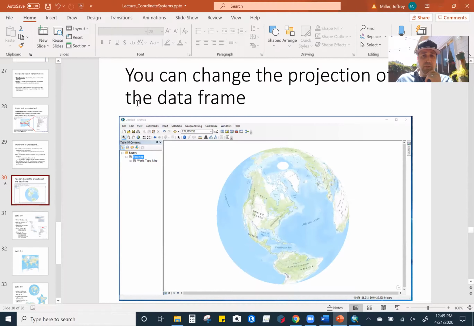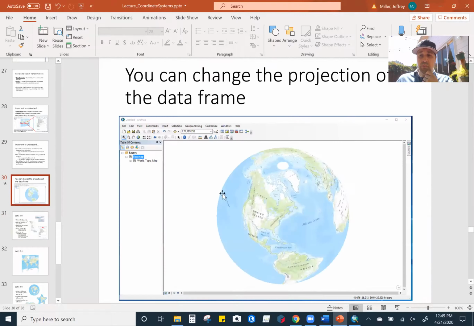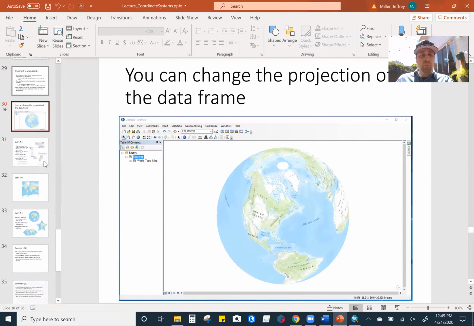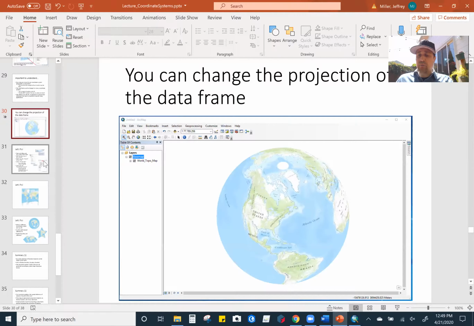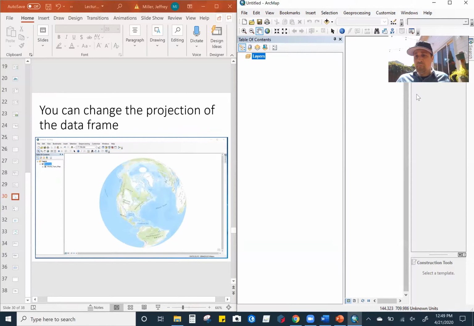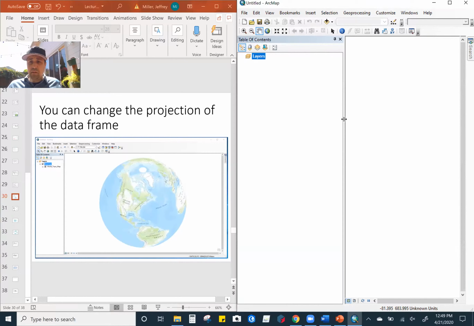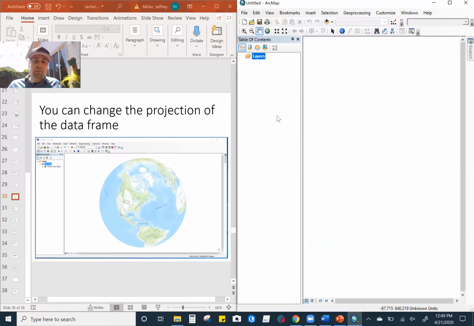Now, you could change the projection of the data frame. Here, I want us to all try this now. Like I said, there's no actual lab I need you guys to turn in, but this is a good time to try this out. So what we could do is go into ArcMap here. I'll put this side by side like this, and I have ArcMap already pulled up. Where am I going to put my face? How about there? So I've got a blank map here, with no data actually in the map itself.